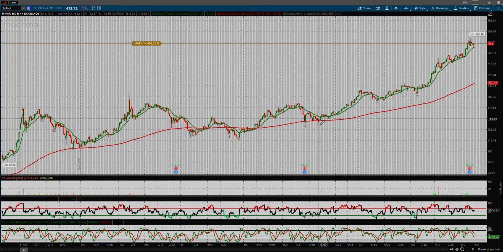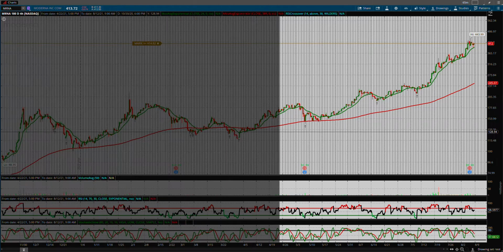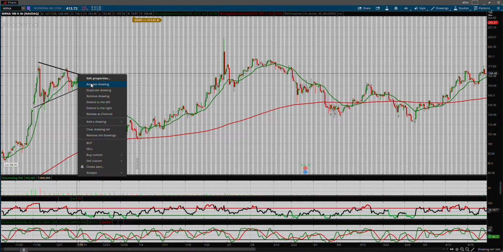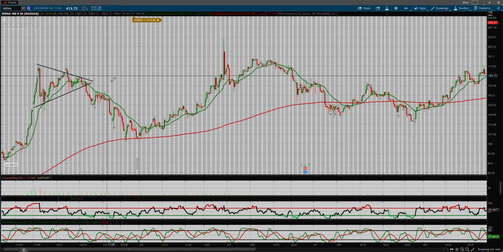Okay. All right, let's start from back here. Now, like I said, I've noticed a couple of triangles that have been breaking to the downside. So let's start here. This is the first one. Again, it's not going to be perfect, but that's okay. It's just about what it represents. This is a clear triangle. And let's see, we even have a smaller one here.